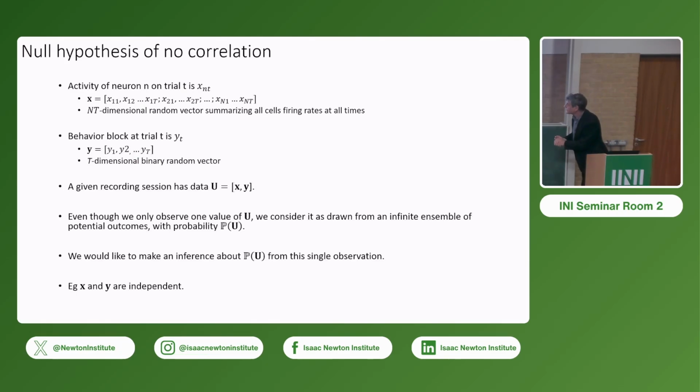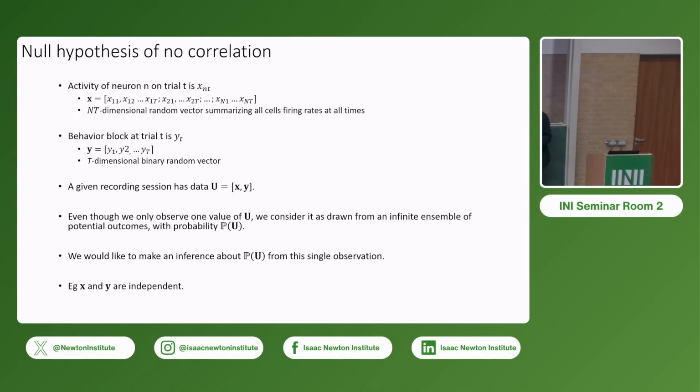Okay, so first, what does it mean, the null hypothesis, that they're not actually correlated? What we have to do is think that we combine all of the data in the experiment, all of the recordings of neurons, into a matrix X, right? Which is a number of time points by number of neurons matrix. It's a random matrix, or you could flatten it into a random vector.